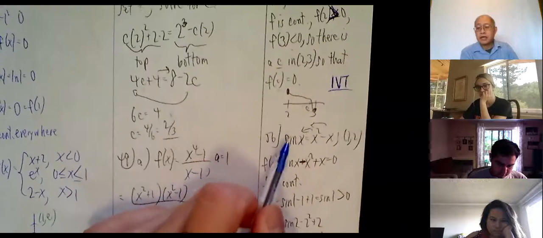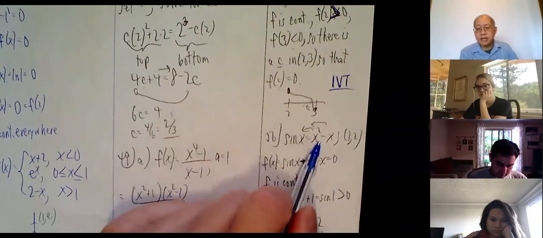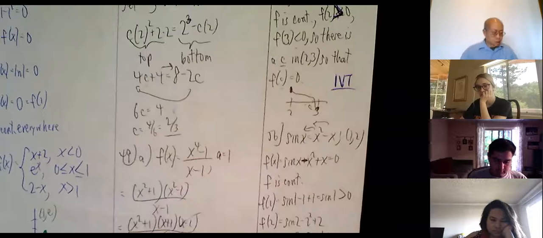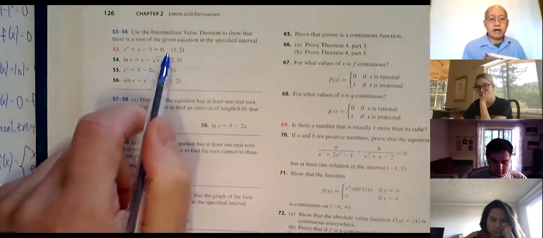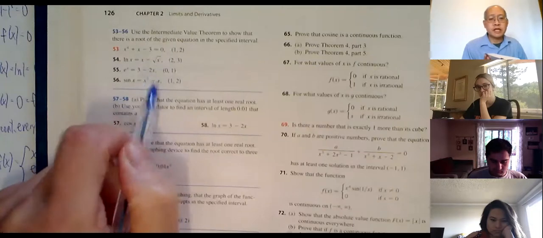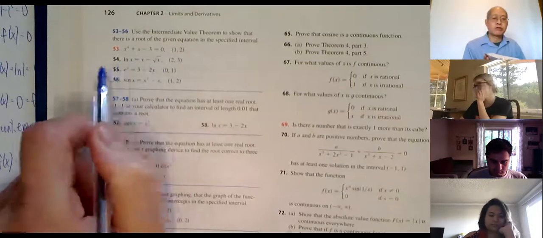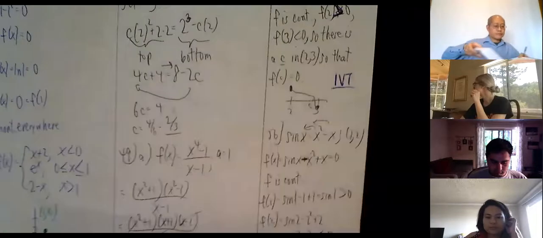Okay, so 56, sine x equals x squared minus x. The right-hand side is supposed to be 0. So the only one that's perfect, so to speak, is 53. It's already a 0. 54, 55, and 56, they aren't 0. So just make them 0. Just throw everything over to get a 0.